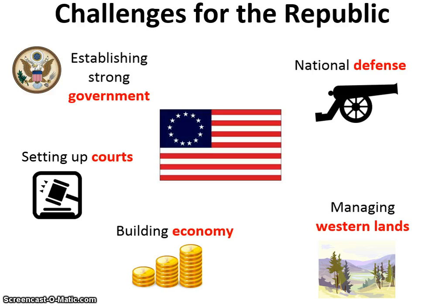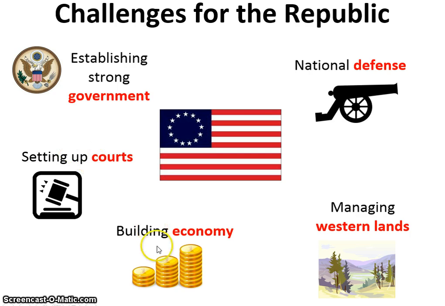Now the challenges for the Republic, and when you do your notes on this, I'd like you to set this up as a circle map. So in the middle of your circle map, you can put a flag, or you can simply write the early Republic or the U.S., and then set these items up around it as a circle map. So the challenges that they had, one was to establish a strong government, because we've talked about the problems under the Articles of Confederation. The other was to set up courts, because there was no national court system.